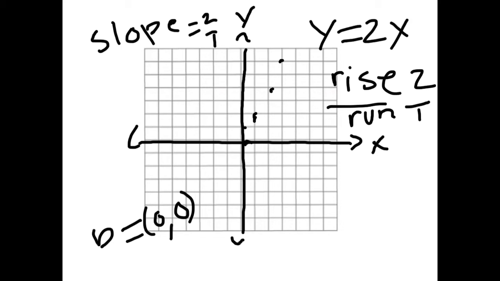I'm going to go up 2 boxes and over 1 box, and then I'm going to plot a point, right? So I went up 2 and over 1, and up 2 and over 1, and up 2 and over 1, and that gave me the points that are going to allow me to draw my line.